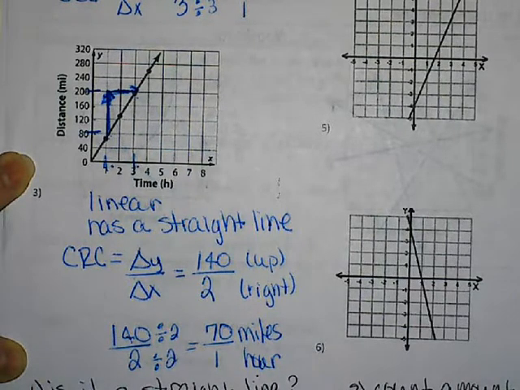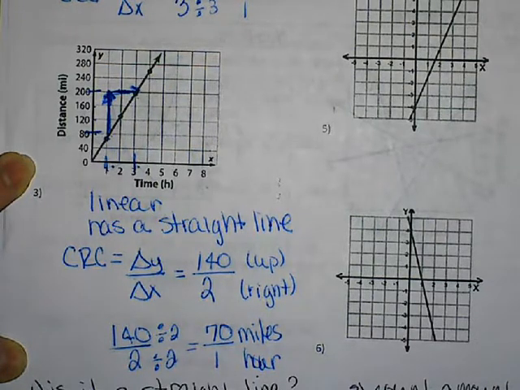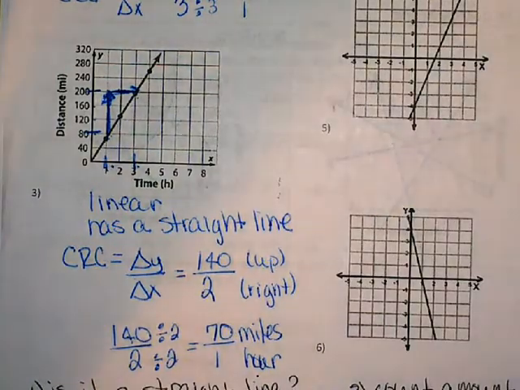Step 4, you're going to count the amount left or right. This will be your change in x. If you go left, it's negative. If you go right, it's positive.